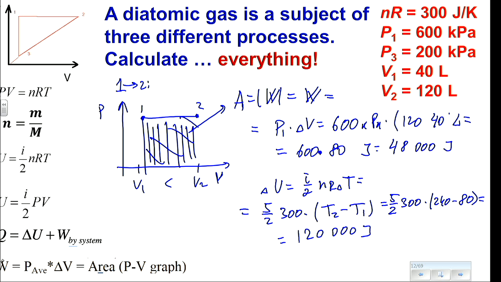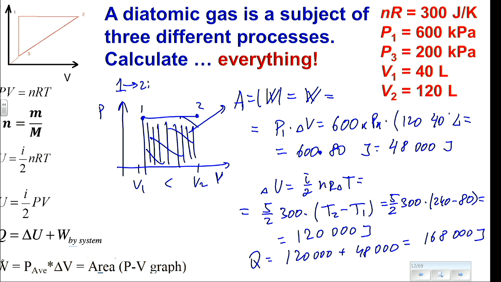Joules. And now we can apply the first law of thermodynamics to calculate Q. That's going to be 120 plus 48, 168.